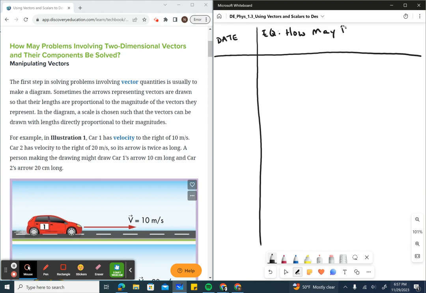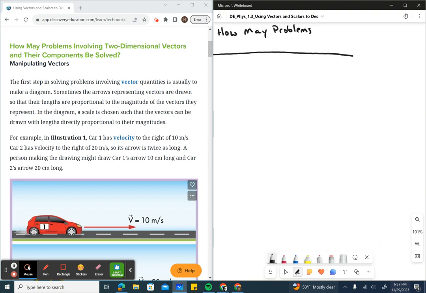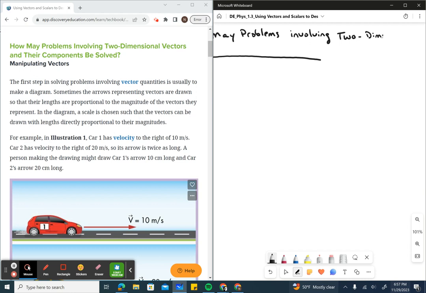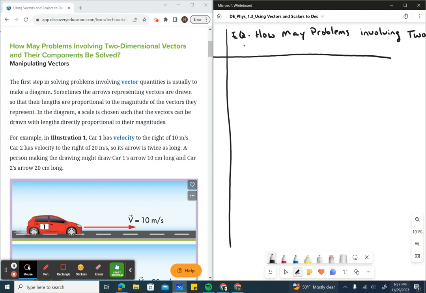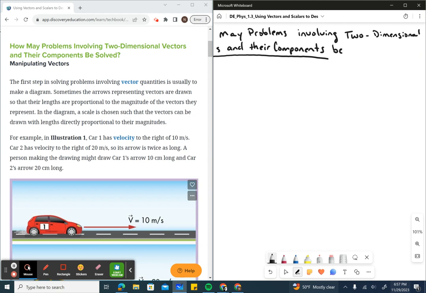How may problems involving two-dimensional vectors and their components be solved?